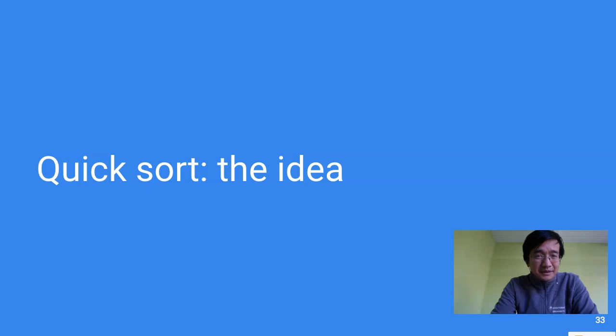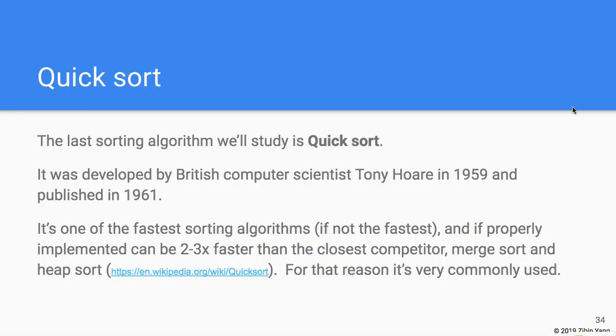Hi, we're going to start talking about quicksort, and as usual, we'll start with the idea of how it works. So the last sorting algorithm we'll study is the quicksort. It was developed by this British computer scientist named Tony Hoare, I guess, in the late 50s and early 60s. And so it's one of the fastest sorting algorithms, if not the fastest. I actually think it is the fastest.